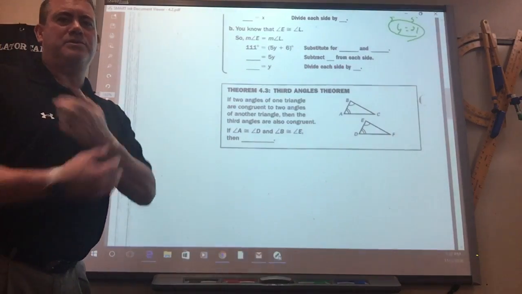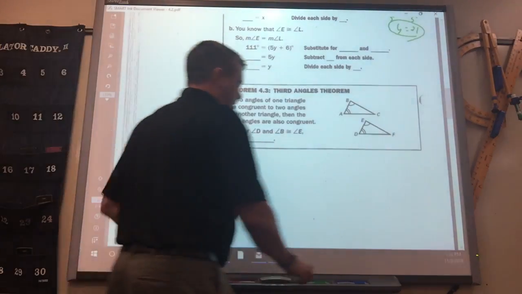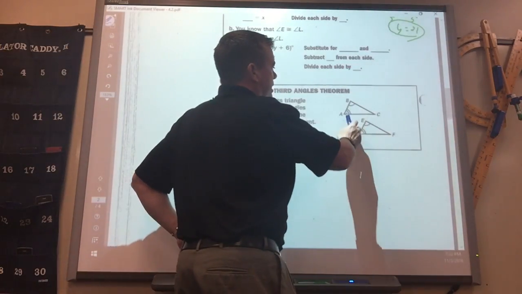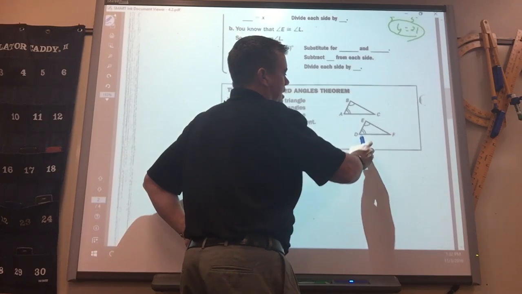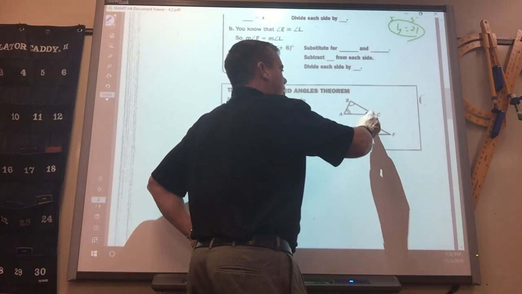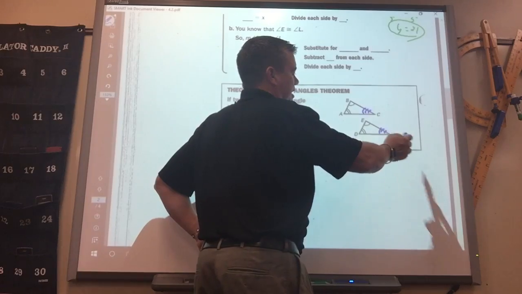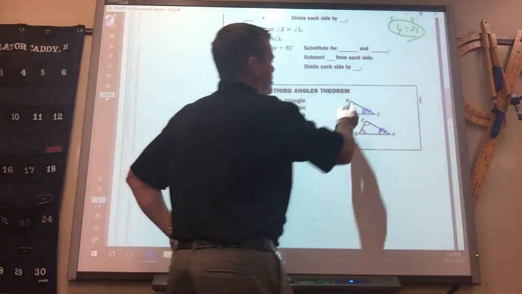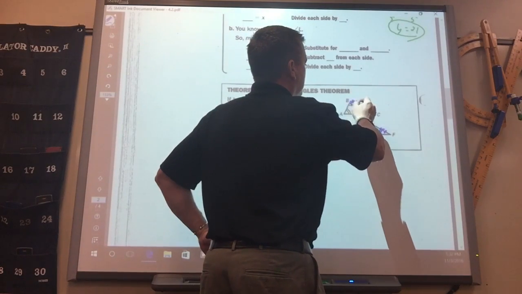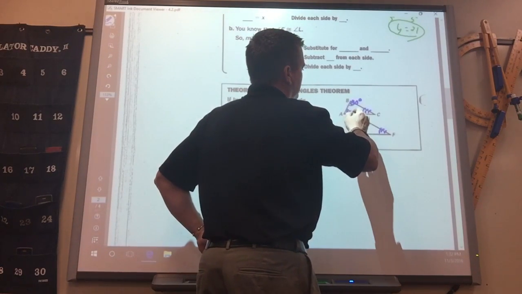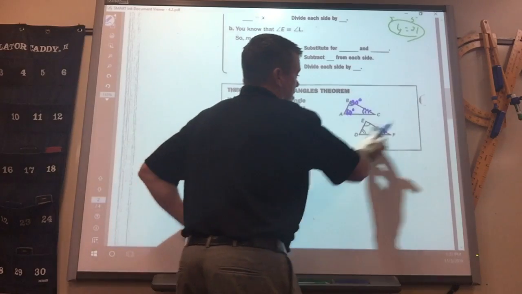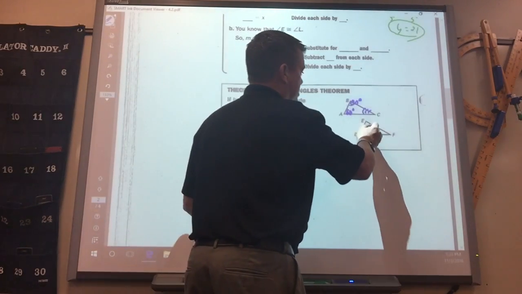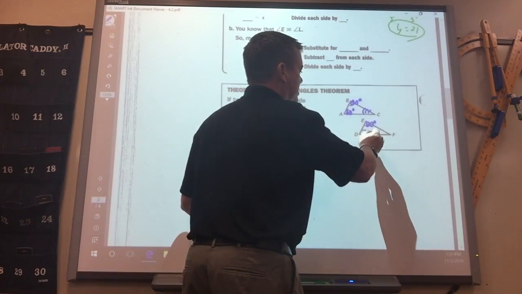Third angle theorem is just kind of a common sense one. They say that if two angles in a triangle are congruent to two other angles, then the third angle has to equal the other third angle. And you'd be able to figure that out. If this was 80 and this was 60, since they're congruent, that means this is 80 and that's 60.